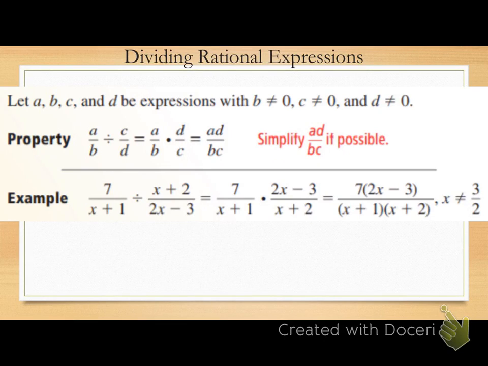Okay. So here's our property for dividing rational expressions. Let A, B, C, and D be expressions with B not equaling 0, C not equaling 0, and D not equaling 0. A over B divided by C over D equals A over B times D over C. Kept the first one the same. Flip the second one from C over D to D over C. Change from division to multiplication. Multiply straight across, I get AD over BC. Simplify AD over BC if possible. Is there any confusion on that process? Same thing as with regular fractions.